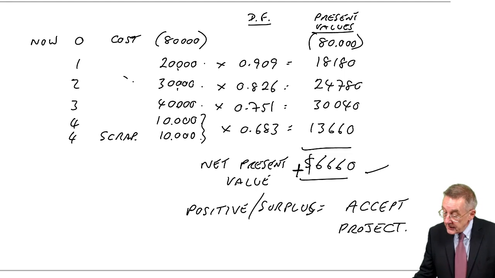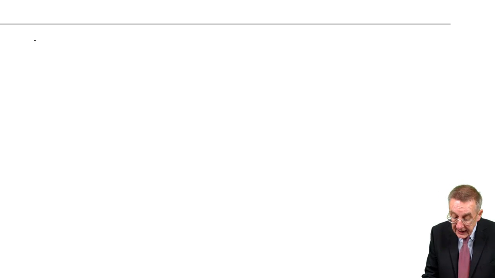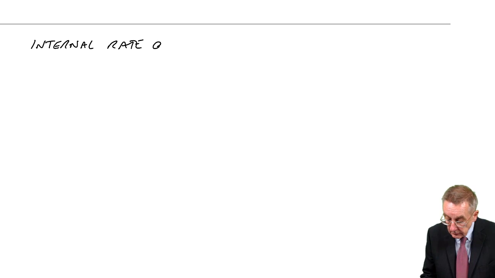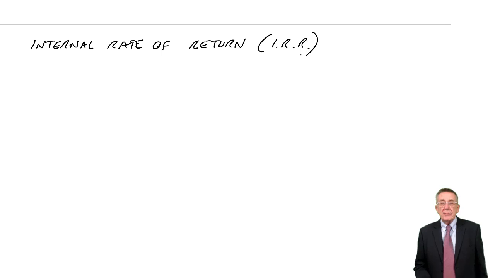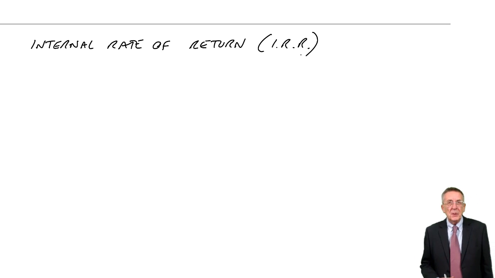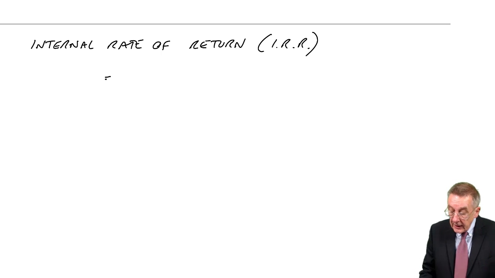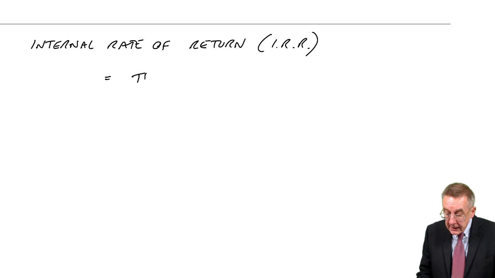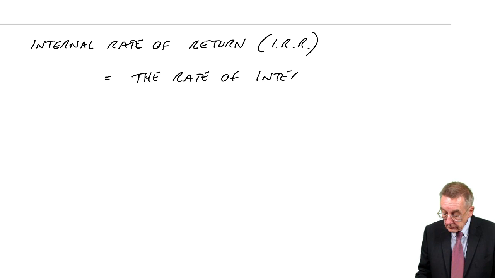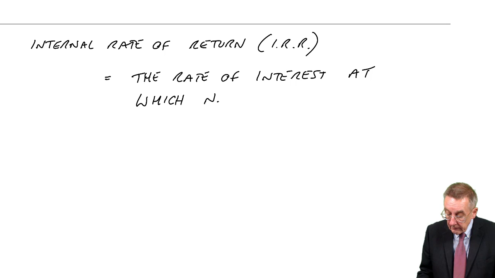And so the second thing you can be asked is mentioned on the next page. It's something called the internal rate of return, or the IRR, which I always think is a dreadful name because it's not really a rate of return at all. The definition of it, the internal rate of return, is the rate of interest at which the net present value will be 0.